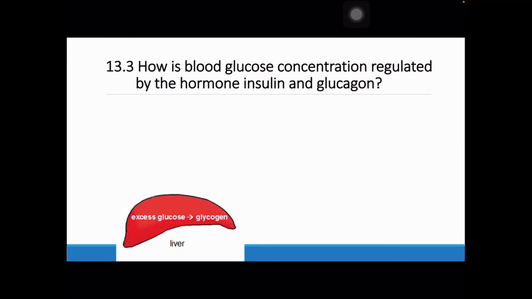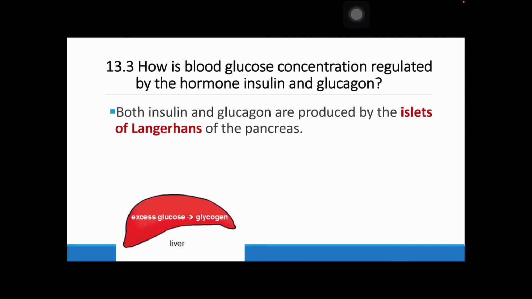Firstly, with regards to the overview. Both insulin and glucagon, as we mentioned in the video just now, are produced by the islets of Langerhans of the pancreas. This is what we learned earlier, before this particular concept. These are what is known as endocrine glands. All hormones are produced by endocrine glands, and the islets of Langerhans are the endocrine glands within the pancreas.